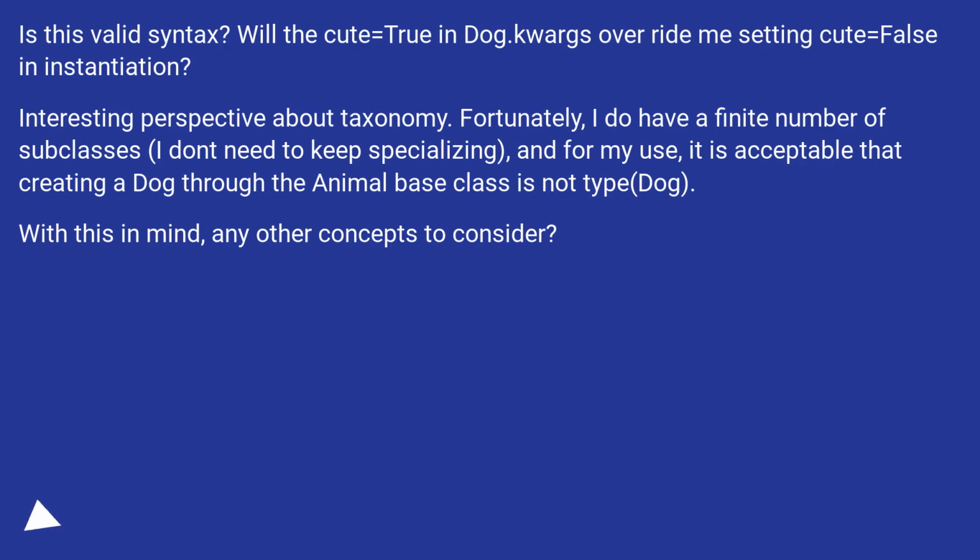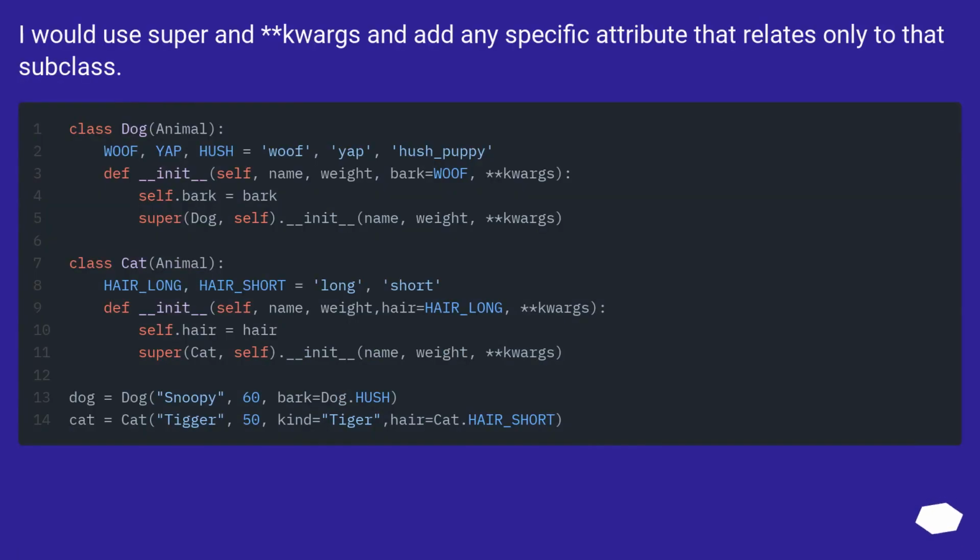Interesting perspective about taxonomy. Fortunately, I do have a finite number of subclasses. I don't need to keep specializing, and for my use, it is acceptable that creating a dog through the animal base class is not type dog. With this in mind, any other concepts to consider? I would use super and kwargs and add any specific attribute that relates only to that subclass.